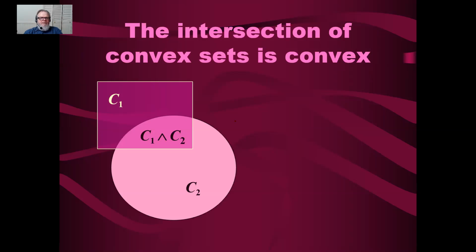If you have two convex sets, here's a convex set C1 and C2. I think you can see that C1 intersected with C2, this is the intersection, right? That C1 intersected with C2 is going to be this kind of light purple here, and that is also going to be a convex set. So intersections of convex sets are convex sets. This turns out to be useful in many cases.